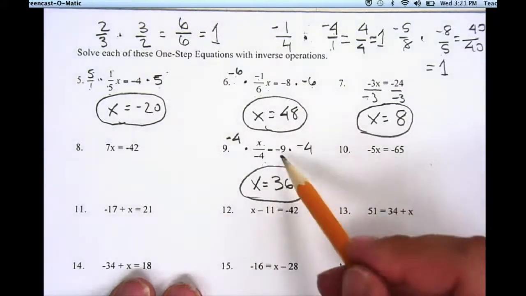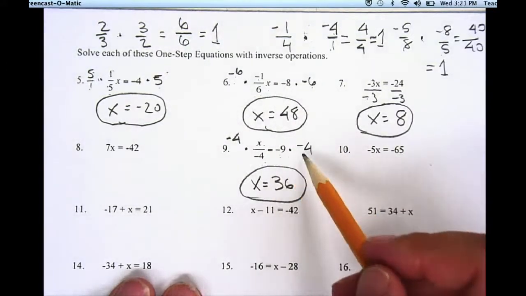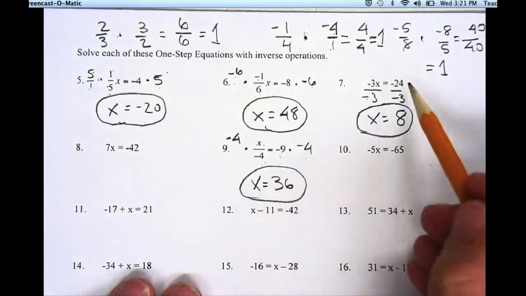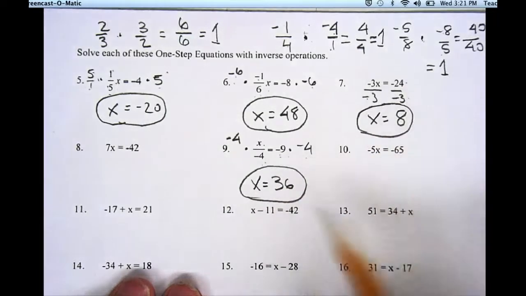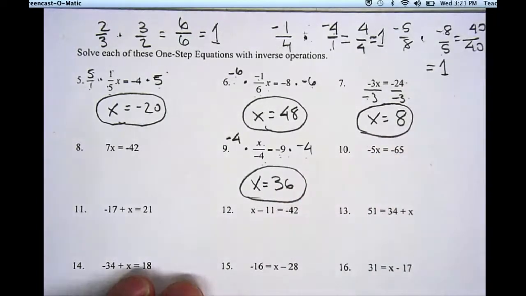Because remember, when you multiply or divide, a negative multiplied by a negative or a negative divided by a negative, I always get a positive answer. When the signs are different, I get a negative answer.